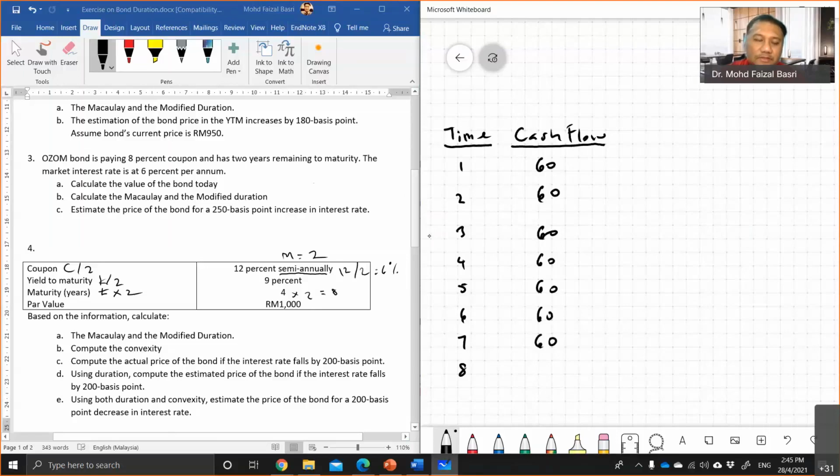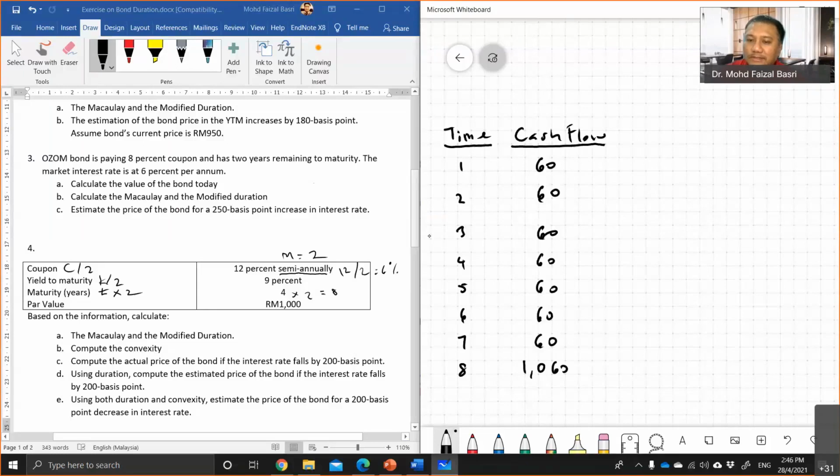Except during the final one. If you remember the concept of bond, the issuer will pay bond coupons or the interest every period, every year, and they will pay the principal at maturity. In this case, the maturity will happen in period number 8. So the issuer will return back the principal during this period. During this 8th period, you're going to get the 1,000 together with the 60 ringgit of coupon. So there will be different cash flows in period number 8.